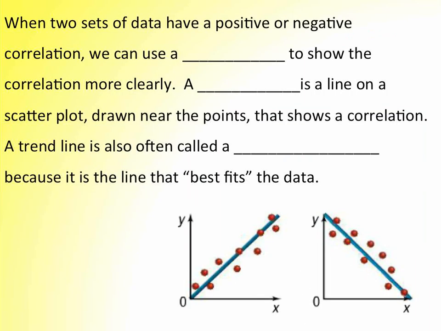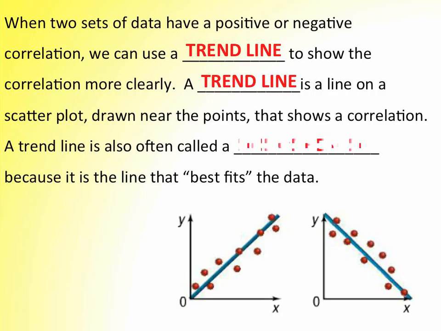All right. When two sets of data have a positive or negative correlation, we can use a trend line to show the correlation more clearly. A trend line is a line on the scatter plot drawn near the points that shows a correlation. A trend line is often called a line of best fit because it's the line that best fits the data. You can see some examples below where the line is going through the data. It doesn't have to hit any of the dots. Sometimes it will, sometimes it won't.